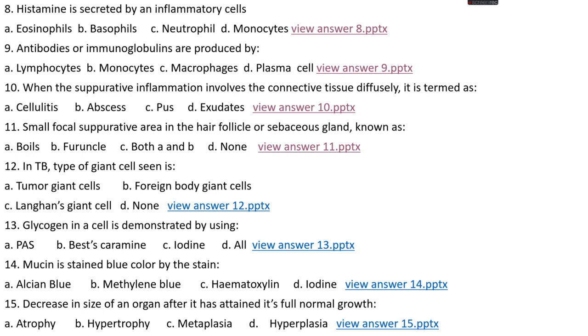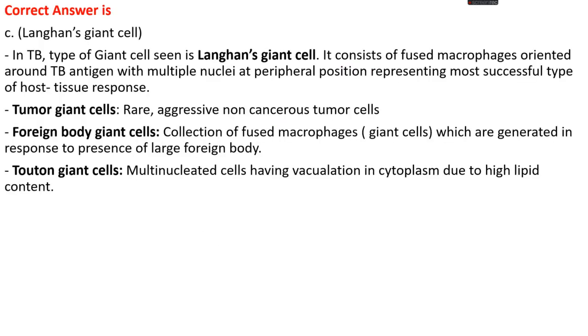Okay. Question number 12. In TB, the type of giant cell seen is: option A, tumor giant cells; option B, foreign body giant cells; option C, Langhans giant cells; or option D, none. The right answer is option C, that is Langhans giant cells. In TB, the type of giant cells seen is Langhans giant cells.